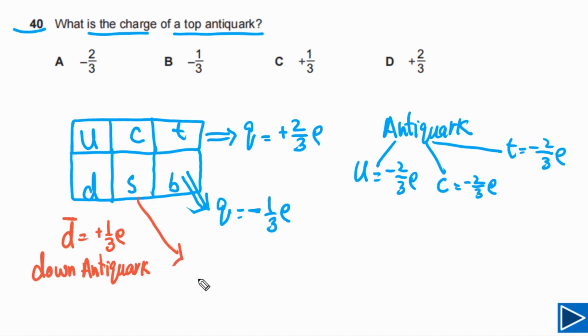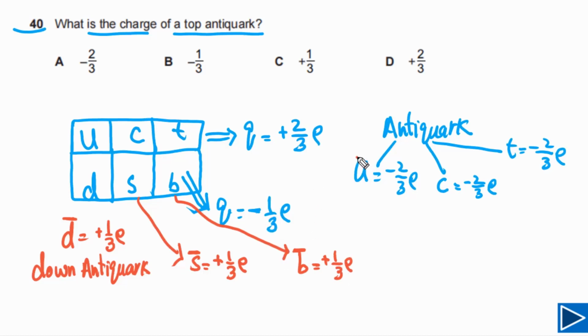Now if we talk about the strange anti-quark, we will use the bar at the top. This tells us this is the strange anti-quark, and the charge on this one will be equal to plus 1 over 3e. Now for the bottom anti-quark, we will use the symbol for the bottom quark with a bar at the top. So this is the bottom anti-quark, and the charge on this one will be 1 over 3e. Simply, you can see the opposite charge.